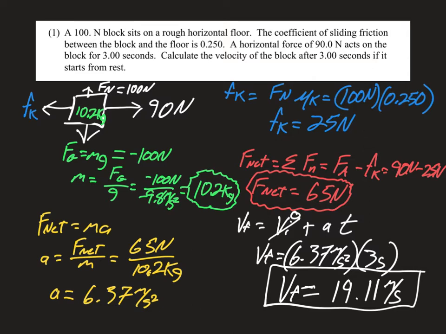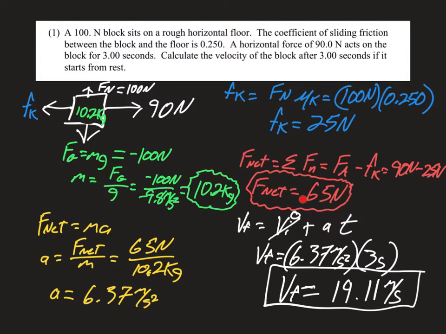I then need to come up with the sum, or the net forces. So my net force is just the sum of all forces acting on it. Well, we already know that the normal and gravity cancel each other out, so I'm just going to look in the x direction, and so I have the applied force minus the frictional force. 90 newtons minus 25 gives me 65 newtons as a net force.